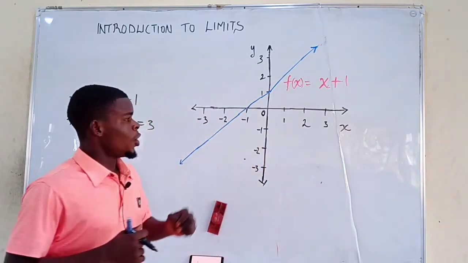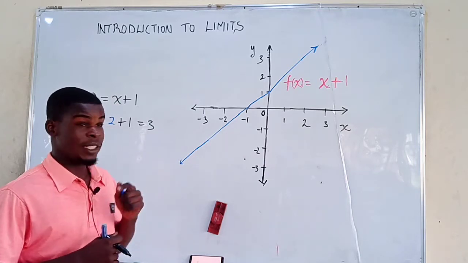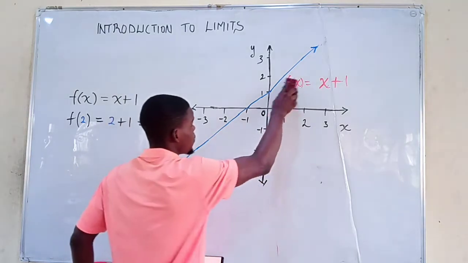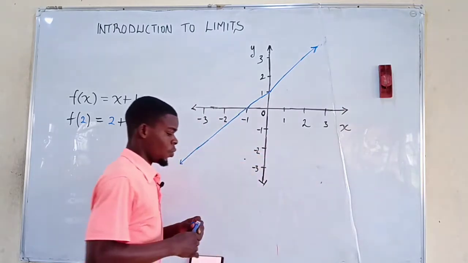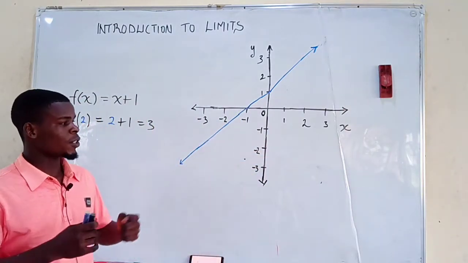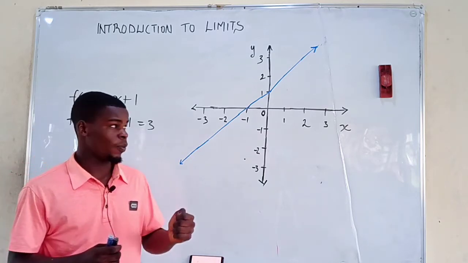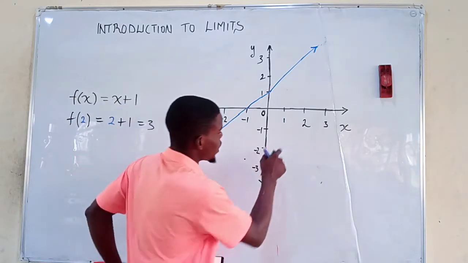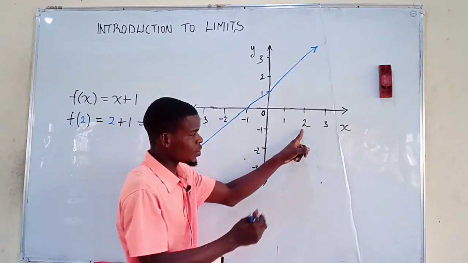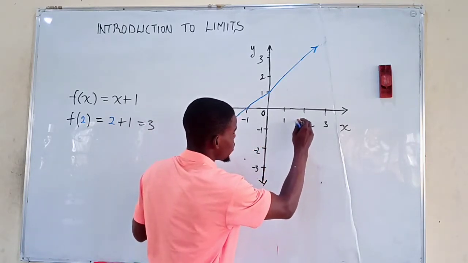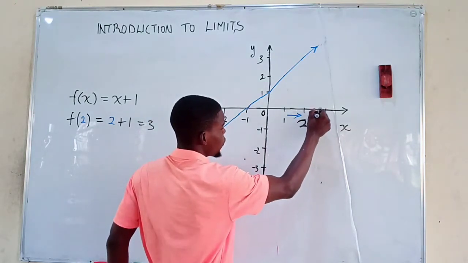Now, limit of a function. Let's say find the limit of this function as x approaches, let's say, 2. Limit of a function is just the value of the function as the input gets closer to a certain number. Notice that on a real line, this is the point 2, and we can get closer to 2 either from the left or from the right.